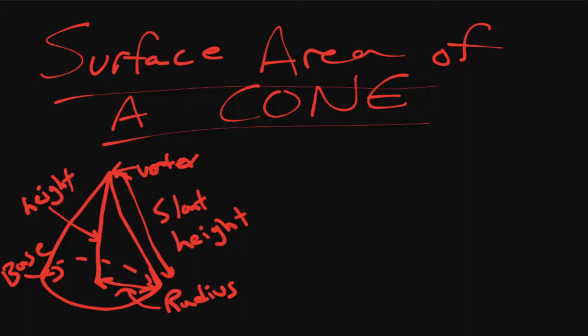So obviously we have a circle at the bottom here. When you are looking for the surface area of a cone, that's one part of it, the area of a circle. We all remember, the area of a circle is pi r squared.